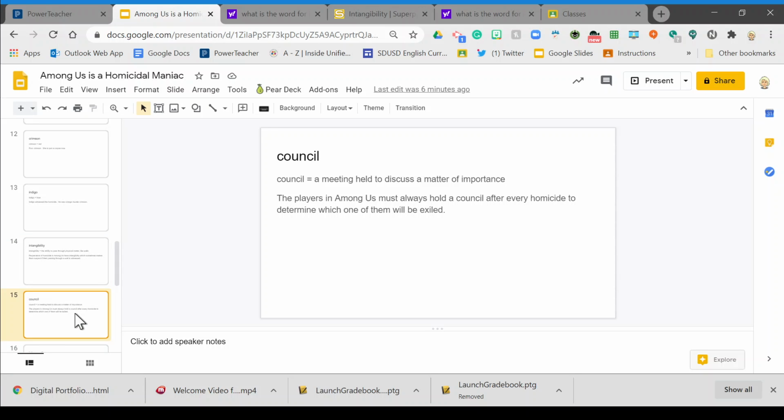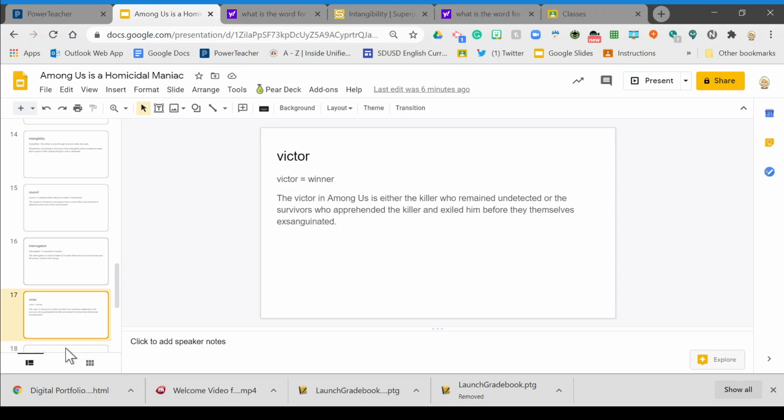Council. A council is a meeting held to discuss a matter of importance. The players in Among Us must always hold a council after every homicide to determine which one of them will be exiled. Interrogation. Interrogation means to question a suspect. The interrogation of Crimson lasted 20 minutes before he was found innocent and the players voted to exile Orange.